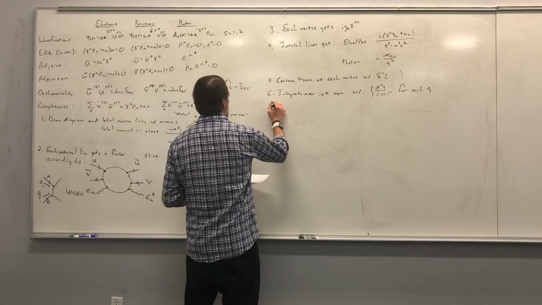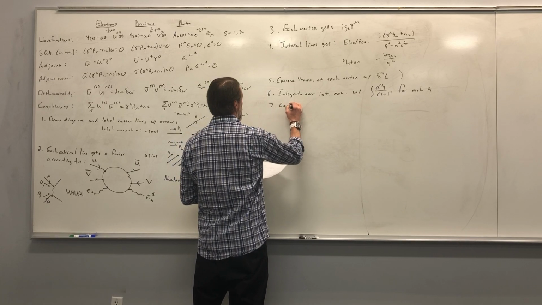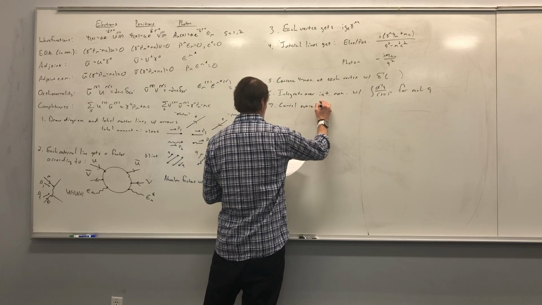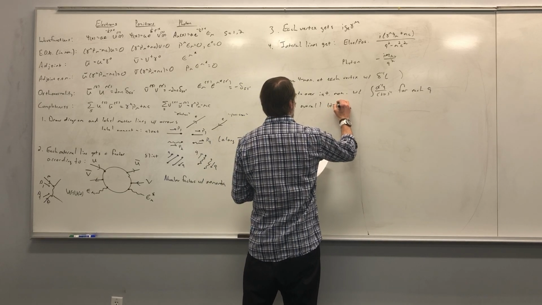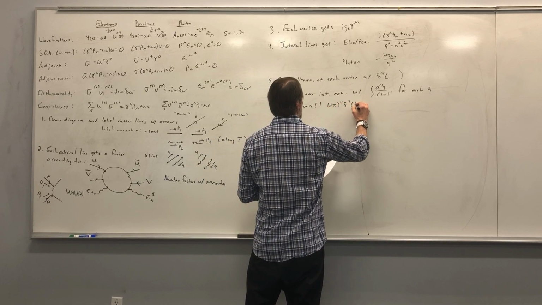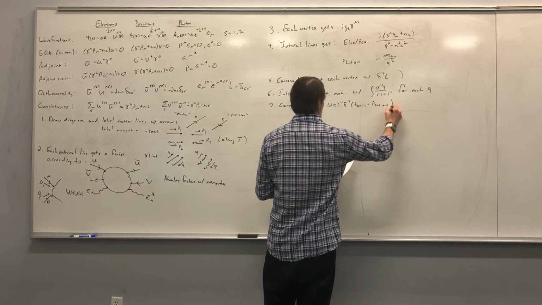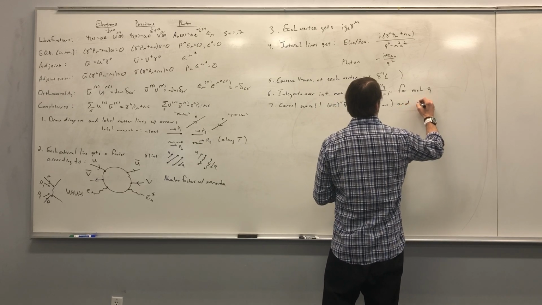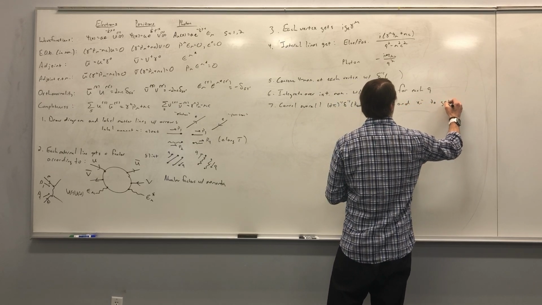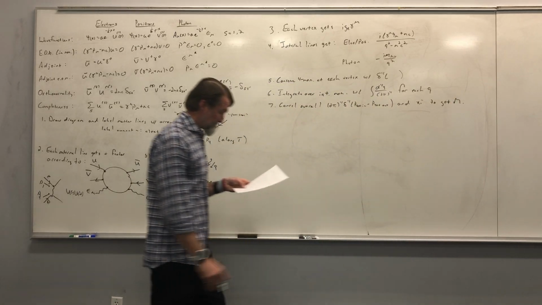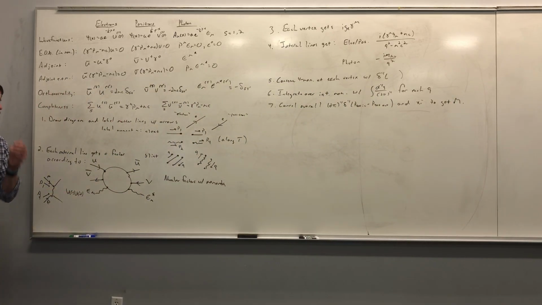Step 7, it's the same as it always is: cancel the overall (2 pi)^4 delta^4 of p total in minus p total out, and multiply by i to get M. So you'll notice quite a few steps are the same as the ABC theory.